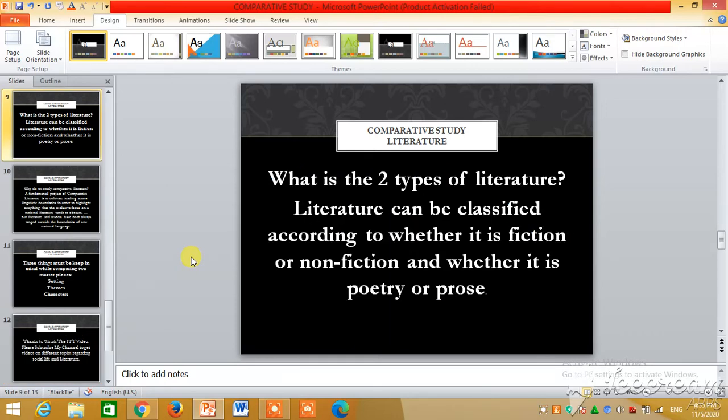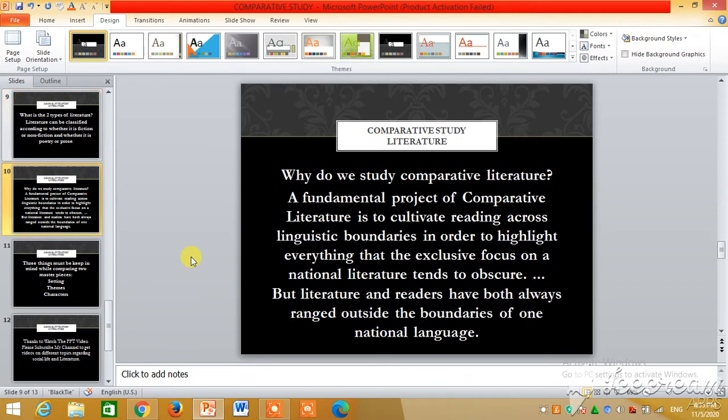What are the two types of literature? Literature can be classified according to whether it is fiction or non-fiction, whether it is poetry or prose.